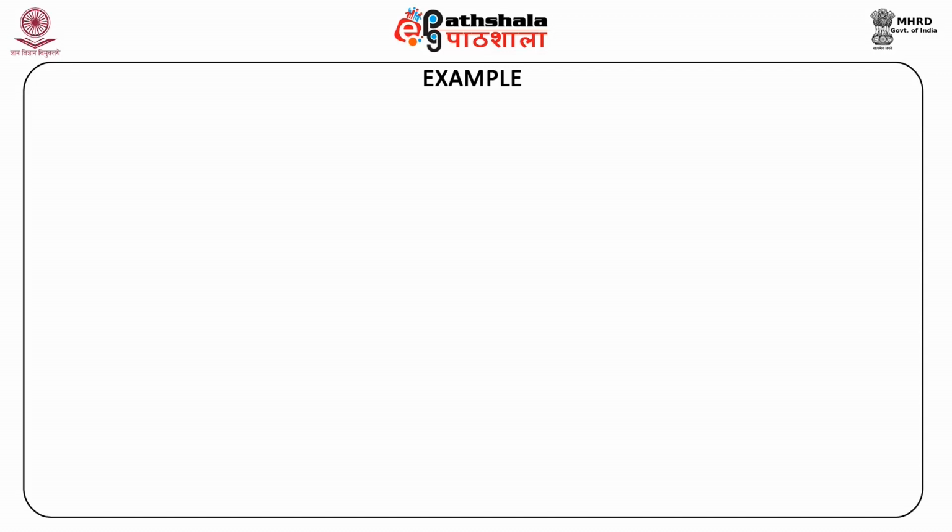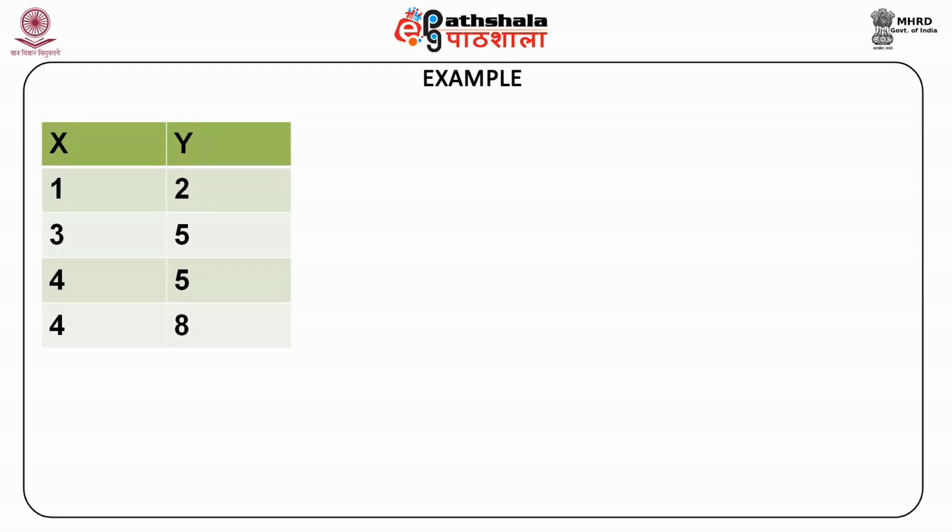Illustration 1. The table gives us the values of x and y. When x is 1, y is 2; x is 3, y is 4; x is 4, y is 5; x is 4, y is 8. The values of two variables x and y are given. We have to compute the correlation coefficient.